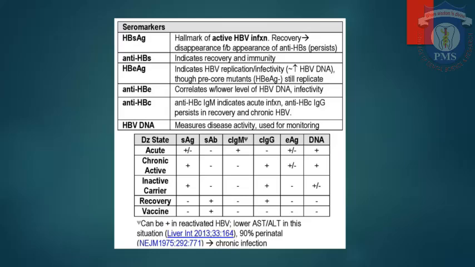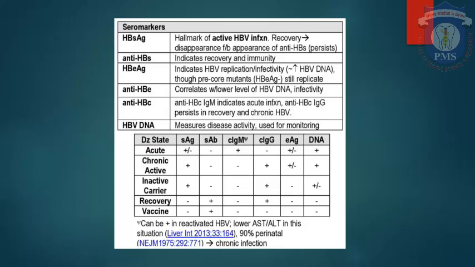Next is hepatitis B virus DNA. This measures disease activity and is used for monitoring. During acute state, HBs antigen is present or absent, IgM antibody is present, E antigen is present and DNA is present. During chronic active state, S antigen is present, IgG antibody is present, E antigen is present or absent, DNA is present. During inactive carrier state, HBs antigen is present, IgG antibody is present, DNA is present or absent.